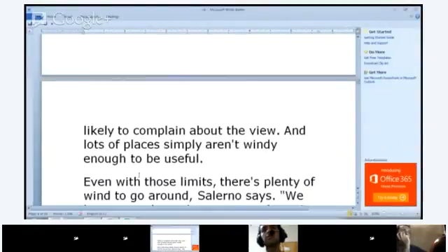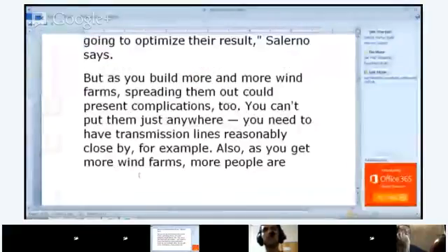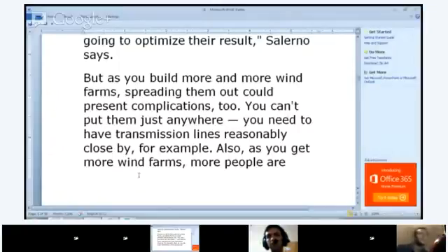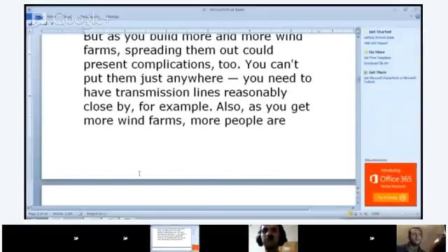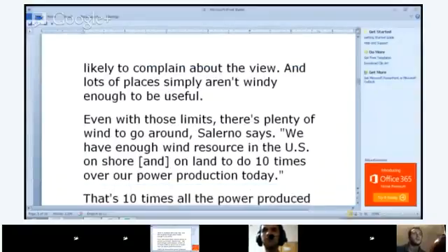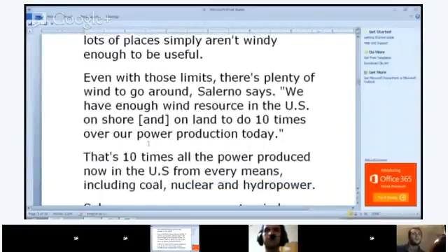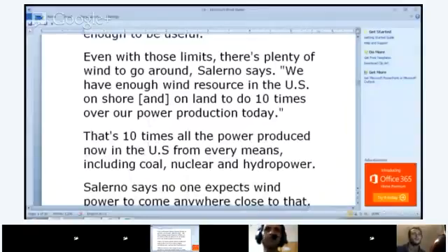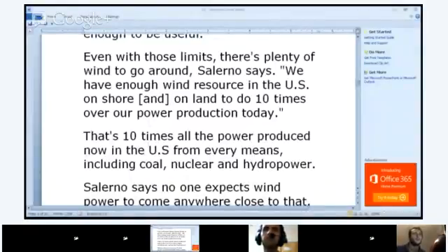Okay, all right. And so having to build them far apart or spread out creates problems. It would be nice if you could build them all in one location, but that's not going to work. That's not realistic. And so you need to think of transmission lines and where people live. They're going to complain about the way it looks. All right, great. And so let's keep going. Good job with your pronunciation.